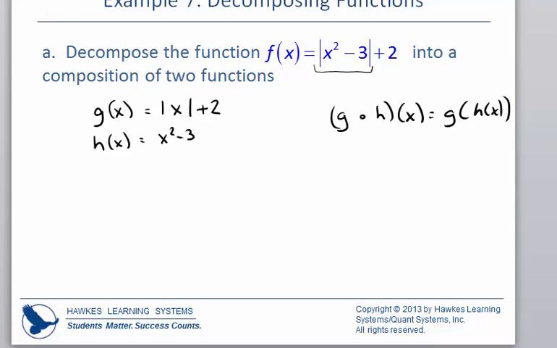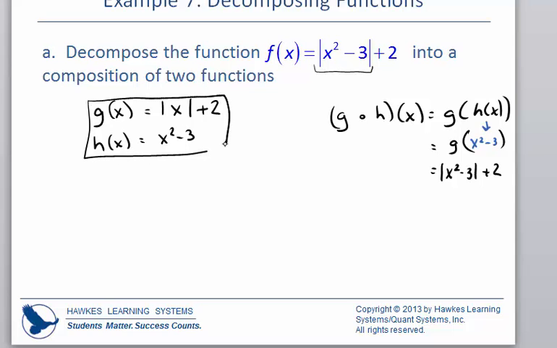So if I have my h of x being equal to x squared minus 3, and we compose that into function g. So in function g, we're going to put x squared minus 3 in for this x. We would get back our original function f. And so this is one way to decompose the given function into two simpler functions.